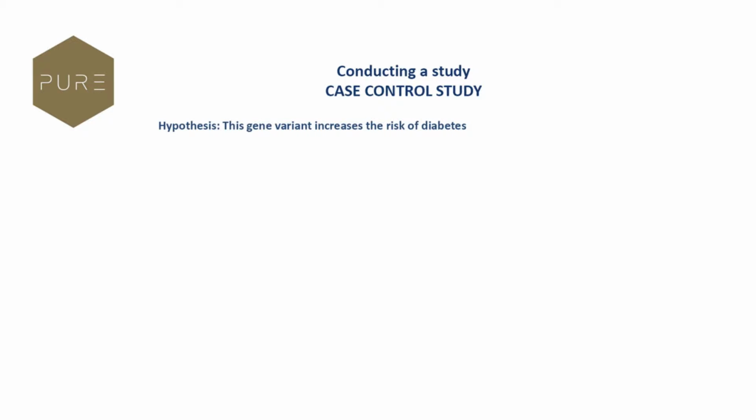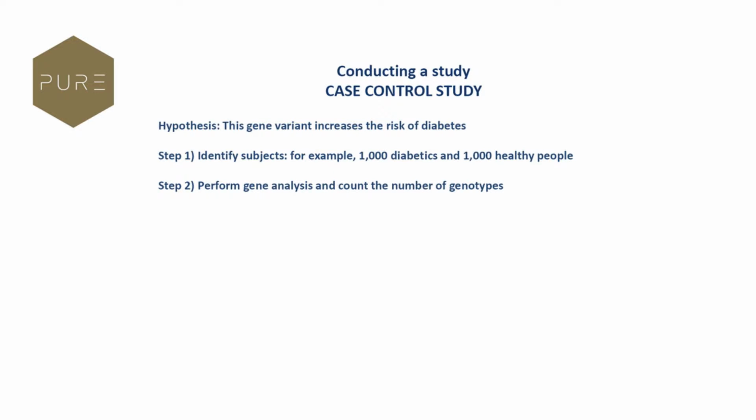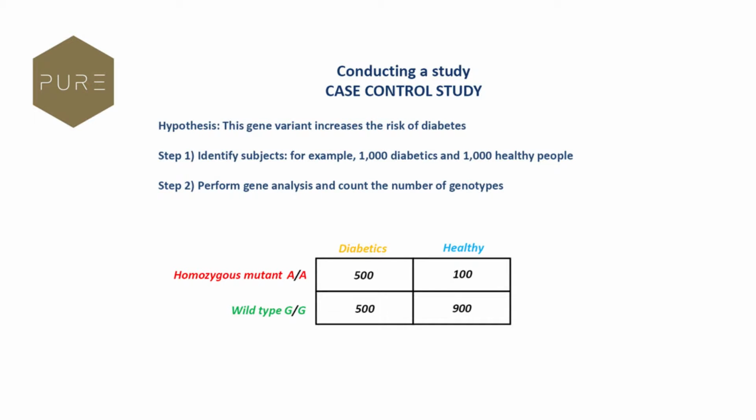And in this case, scientists perform case control studies. And they start with a hypothesis. The hypothesis is this gene variant increases the risk of diabetes. So step one is to identify subjects. And it would be very good to have a large number. So you use 1,000 diabetics and 1,000 healthy people, for example. Next step is perform gene analysis and count the number of genotypes. This is what it would look like.